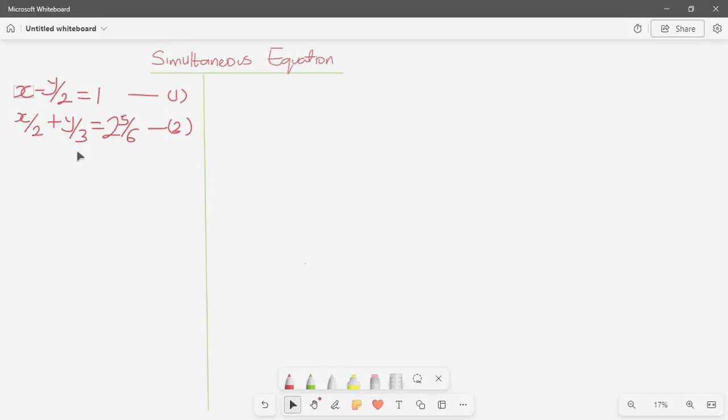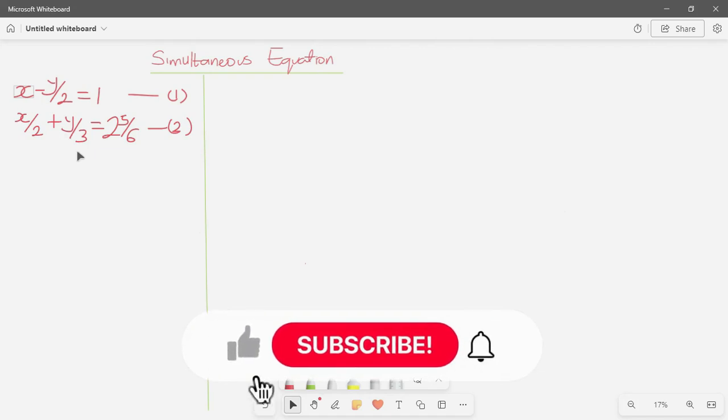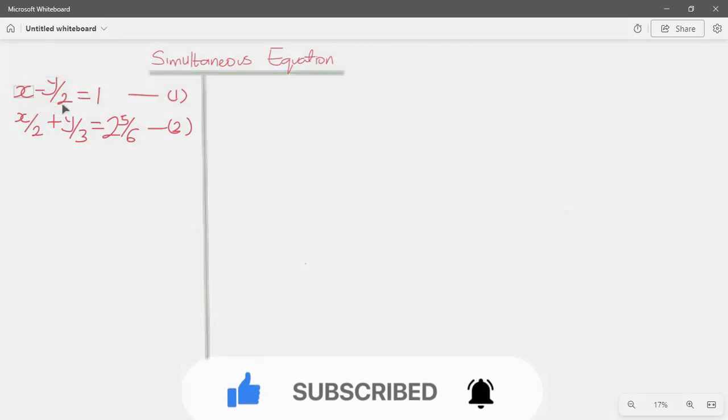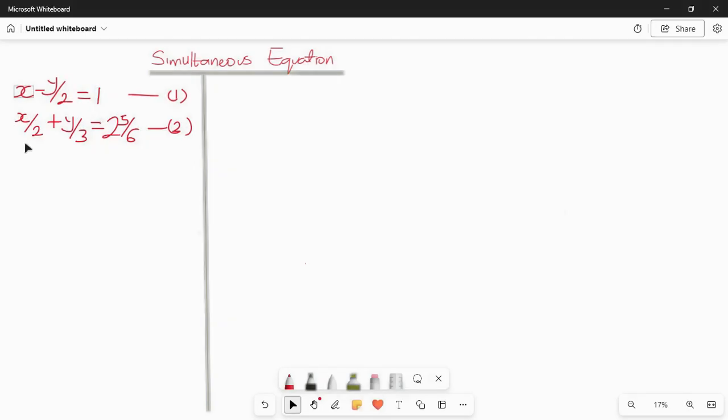So we're still talking about simultaneous equations, and I just thought of solving a more complicated question. So we have a question on the screen. The first equation says x minus y over 2 equals 1, and the second equation says x over 2 plus y over 3 equals 2 whole number 5 over 6. So this is another simultaneous equation, and what we have to do first is to simplify the equations. We have to simplify the two equations first before we continue.